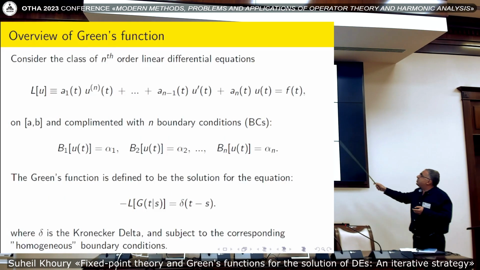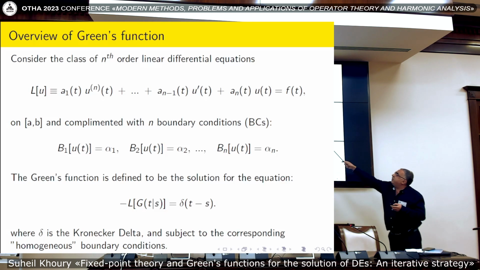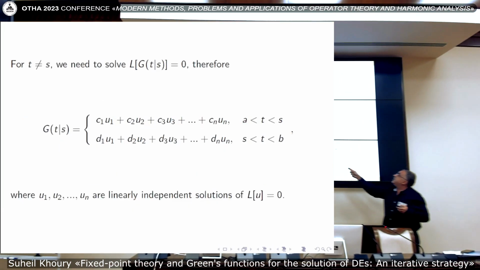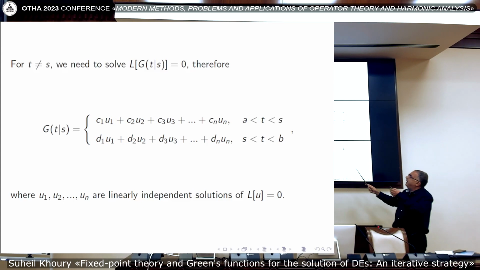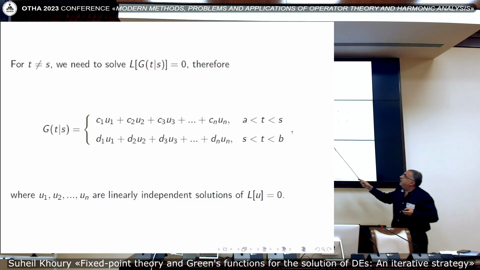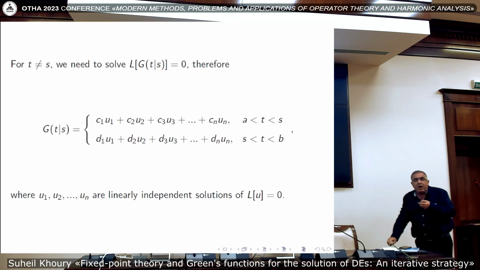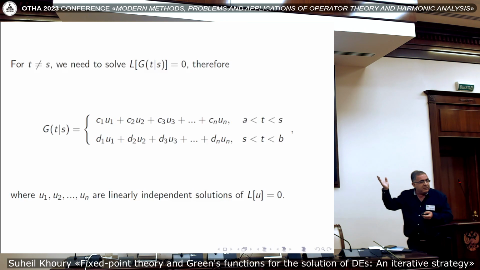Going back, the Green's function for t bigger than s is 0 for the delta function, and for t less than s it is also 0. So solving an nth order equation gives n linearly independent solutions for t less than s, and if t is bigger than s, another n linearly independent solutions. This is the solution of the linear differential equation. Now, how do you get these coefficients? You have how many coefficients? 2n coefficients, right? 2n to determine the Green's function.